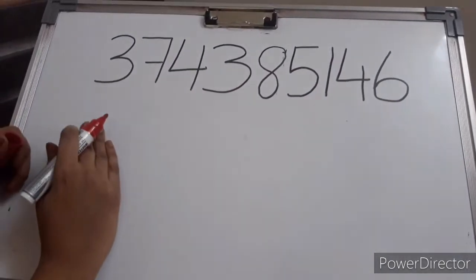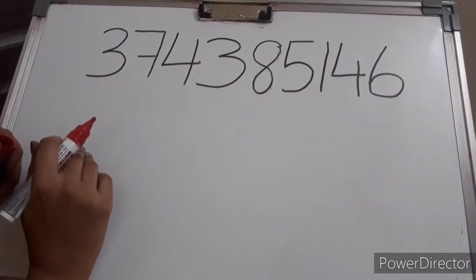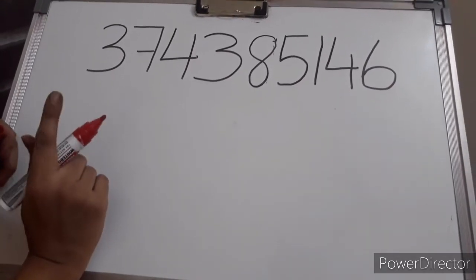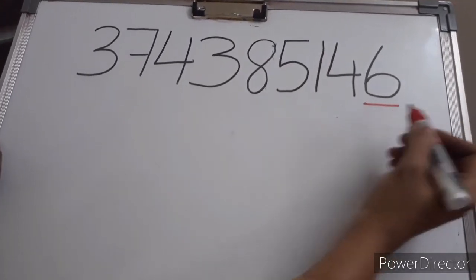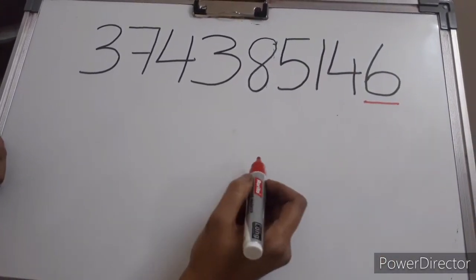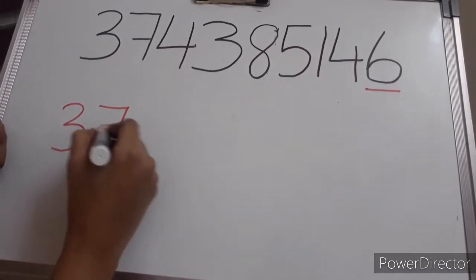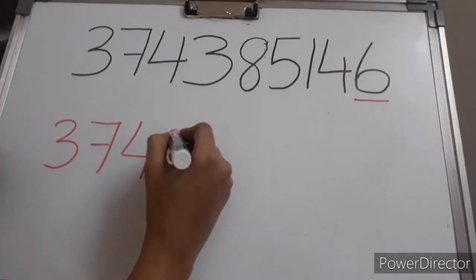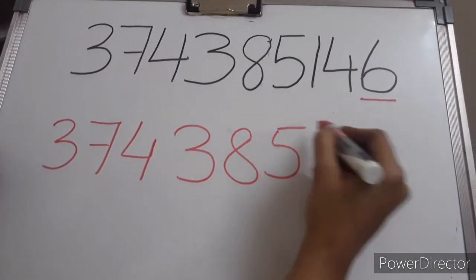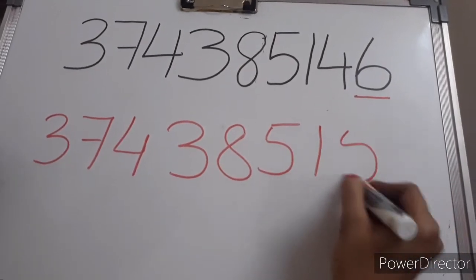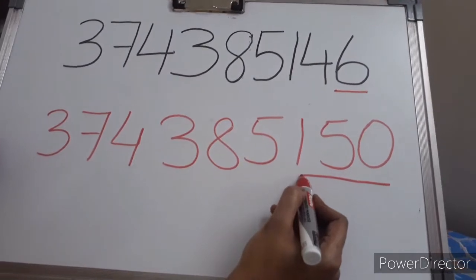Okay, so let's start with nearest to tens place first. Nearest to tens place means what do we have to examine? We have to examine the ones place digit. Ones place is number 6, which is greater than 5. So what will be the answer? 3, 7, 4, 3, 8, 5, 1, 5, 0. This is the important part here.